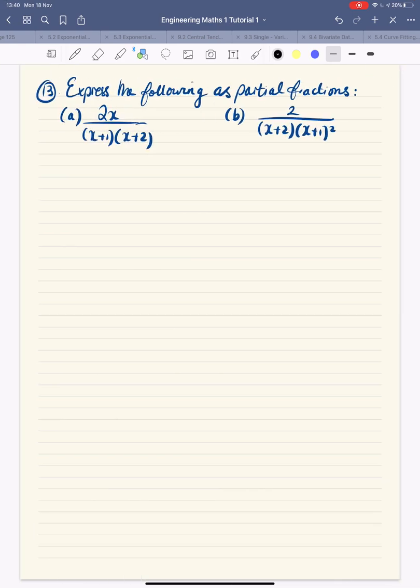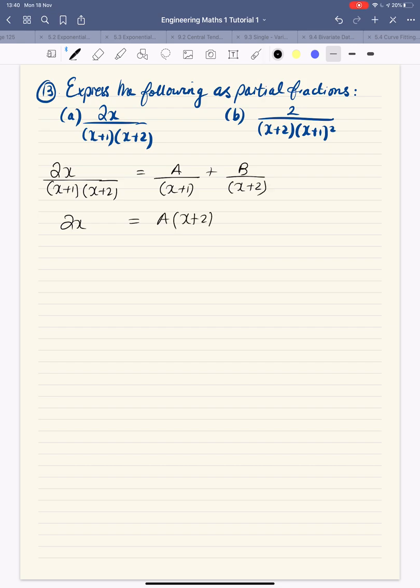Number 13. Partial fractions. Very important. Times x plus 2 in your second year. A over x plus 1 plus b over x plus 2. So we can say 2x is then going to be a times x plus 2 plus b times x plus 1. If we let x is minus 2, we'll get minus 4, a times 0 plus b times minus 1. So therefore, b is 4.